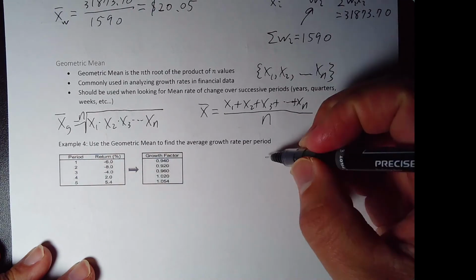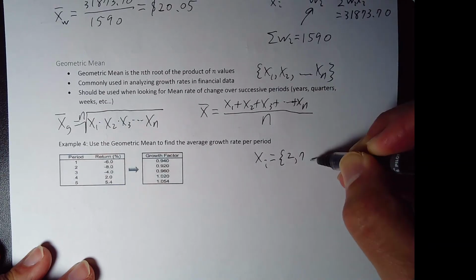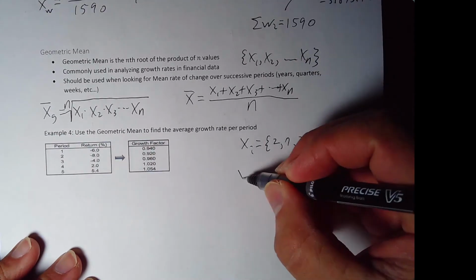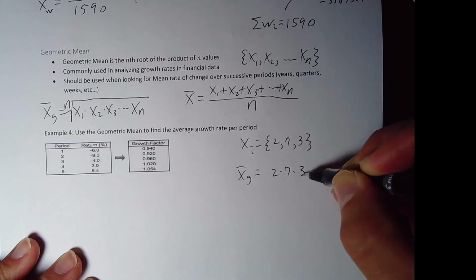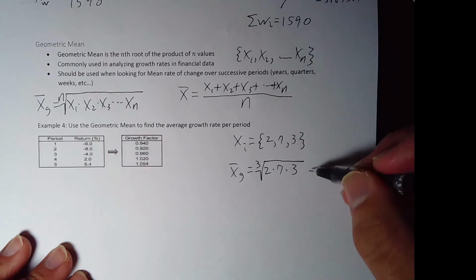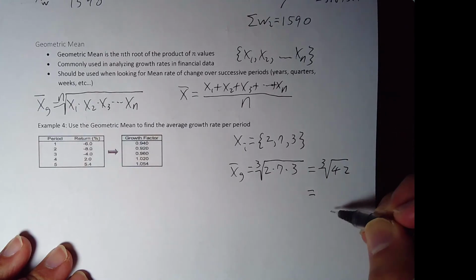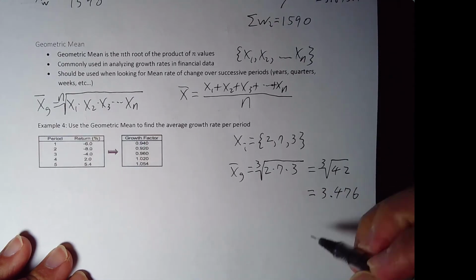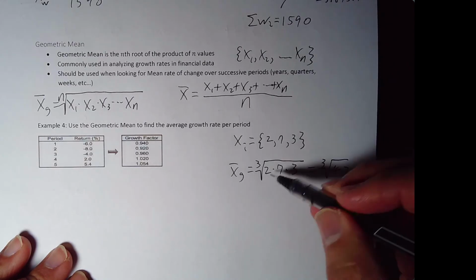For example, if my xi's are 2, 7, and 3, and I want to find the geometric mean, then all I have to do is take 2 times 7 times 3, and then I take the cube root of that. So that means I take the cube root of 42, which, put it in your calculator, you should get 3.476.